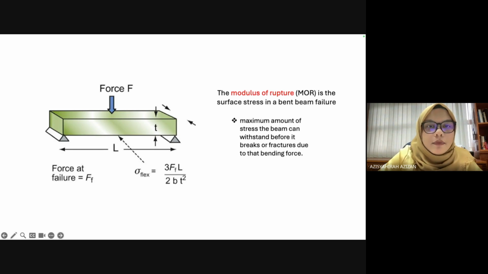Here we have another parameter, the flexural strength, or known as modulus of rupture. The symbol is sigma flex, and the unit is usually in megapascal. So what does this equation mean? This flexural strength is defined as the maximum surface stress in a beam during a bend failure. We bend the beam.